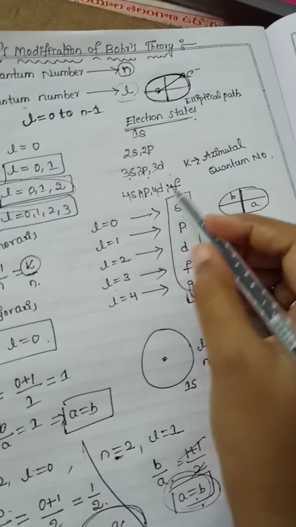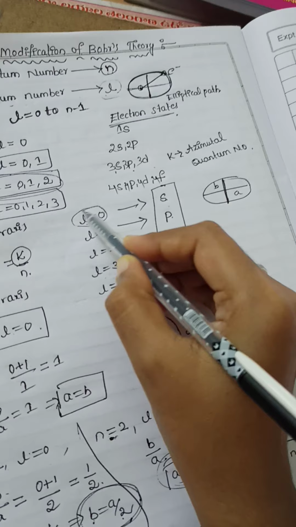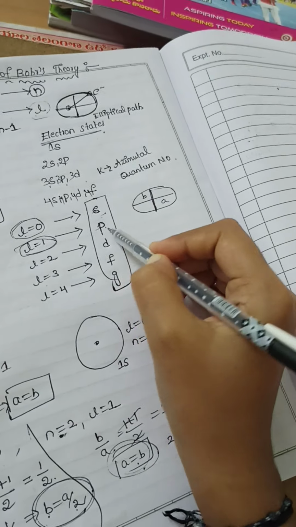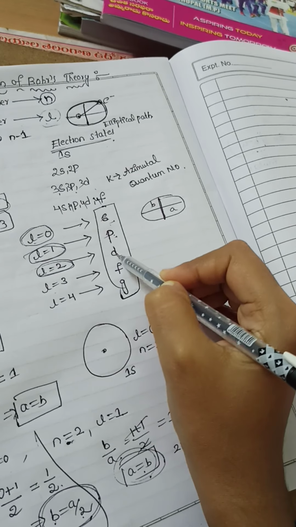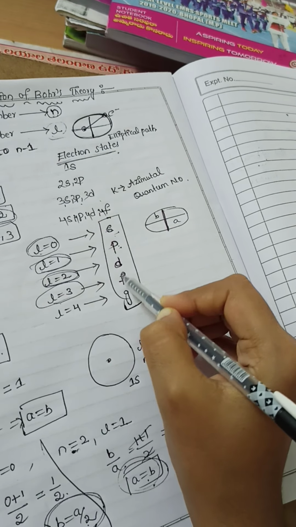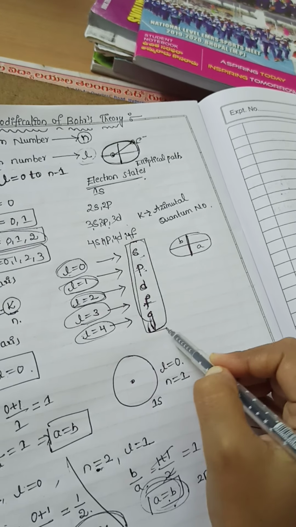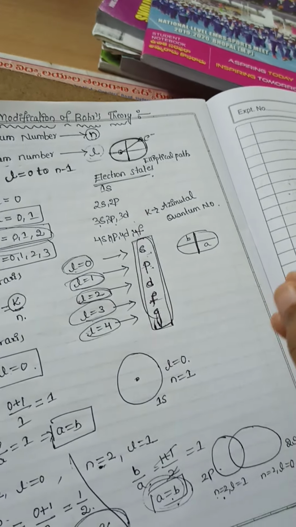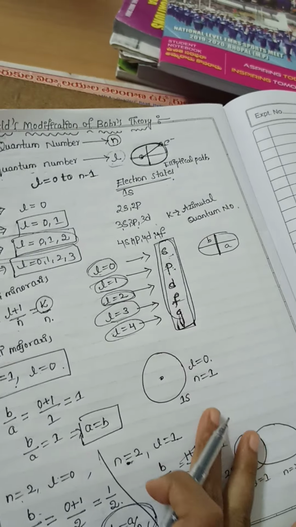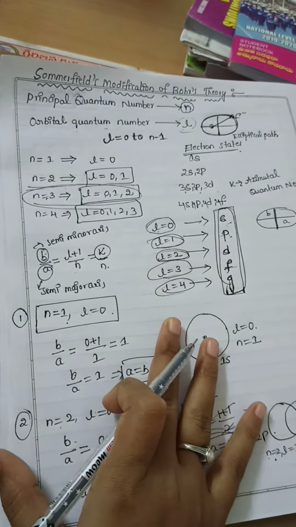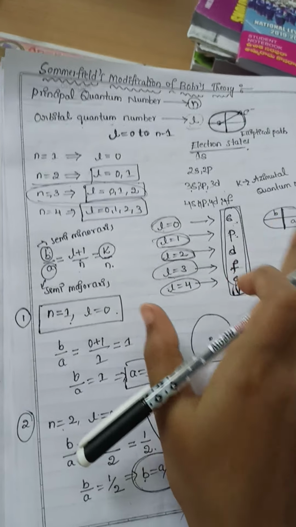So here he considered that the value of l is equal to 0 means it is an s orbital, the value of l is equal to 1 means it is a p orbital, the value of l is equal to 2 is a d orbital, l is equal to 3 is an f orbital, l is equal to 4 is a g orbital. So the orbital system was introduced by Sommerfeld, and he used these orbitals to place the electron in different states. This is how the electron is revolving around the nucleus in different energy states.